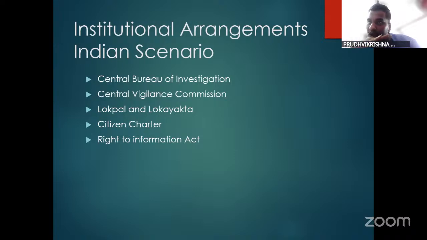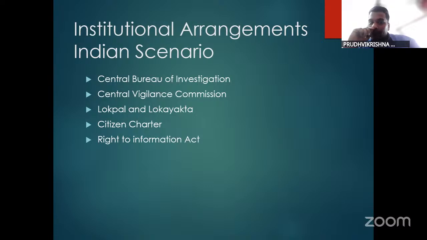CVC is also not a constitutional body or a statutory body. It is a multi-member body, appointed by the President of India under his warrant, under his hand and seal. All this comes under the Central Vigilance Commission. Next, coming to Lokpal and Lokayukta.